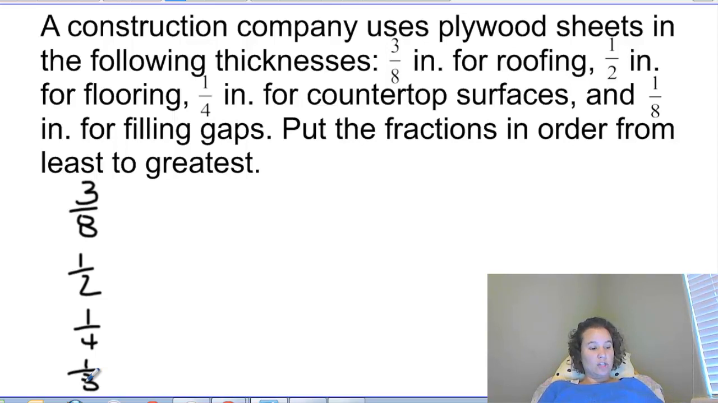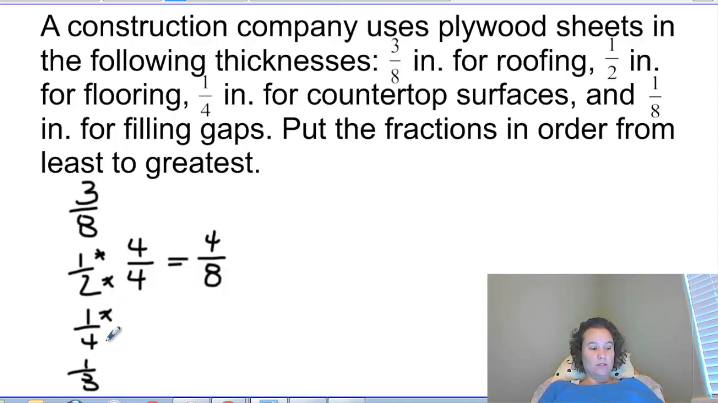What I am going to do is change 1/2 and 1/4 so that they have a denominator of 8 as well. So I am now going to multiply by something here so that I have 8 in my denominator for 1/2. So I need to say, well, 2 times what equals 8? 2 times 4 equals 8. So I will also multiply my numerator by 4. 1 times 4 is 4. So 4/8 is the same as 1/2.